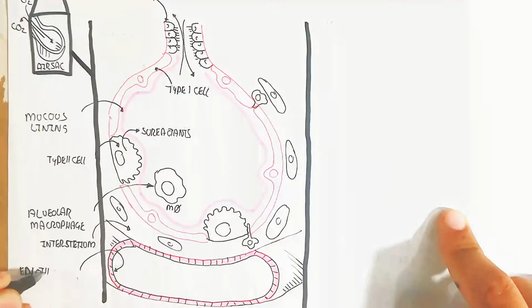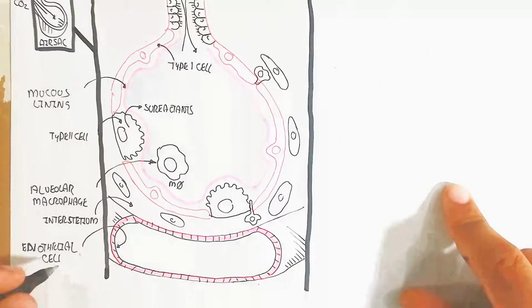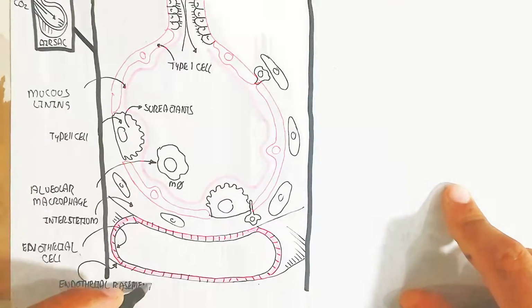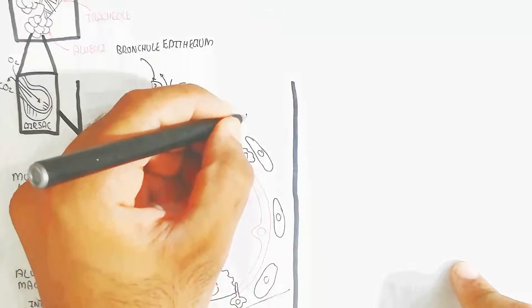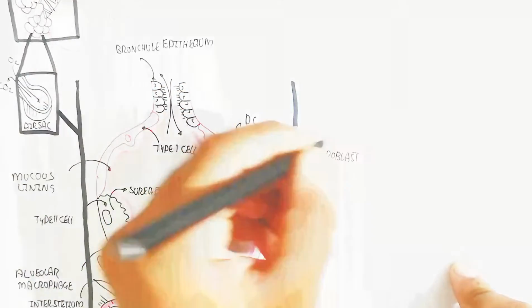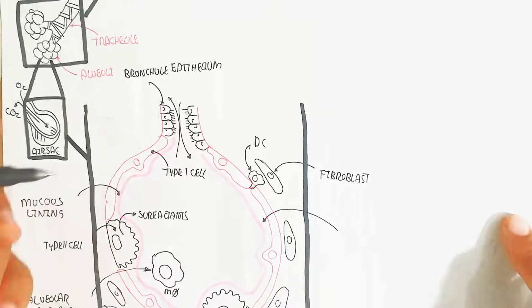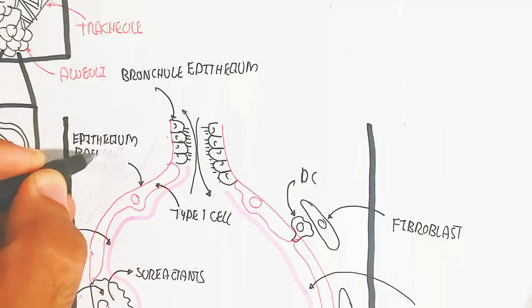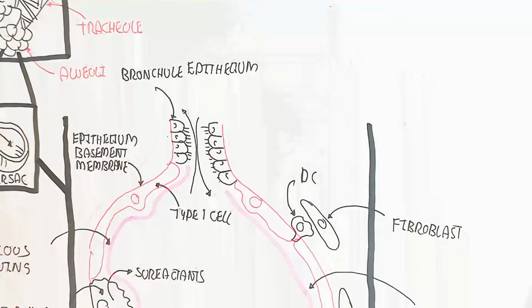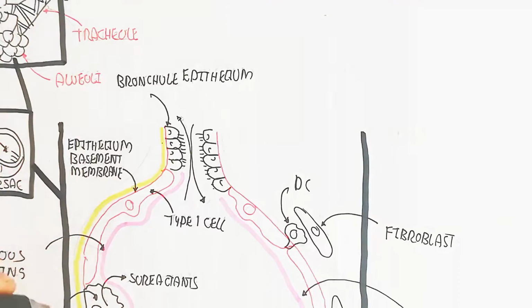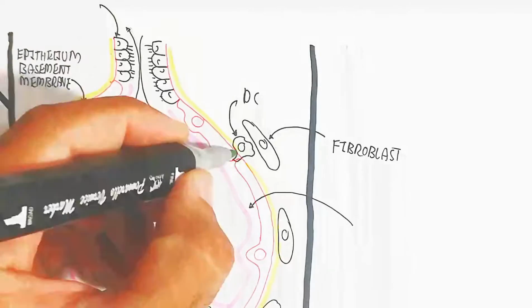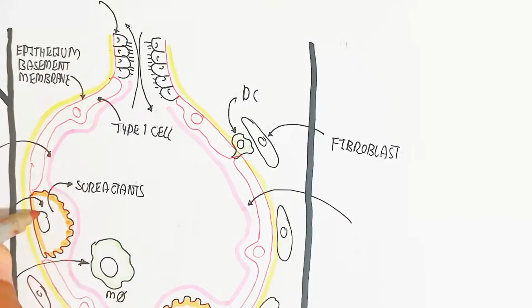This alveolar macrophage, due to direct contact, performs endocytosis of the harmful pollutants. This is the endothelial cell and the endothelial basement membrane of the blood vessel, and this is the fibroblast, and these are basically the surfactants. How will the surfactants work? So the epithelium basement membrane is here, which is surrounded by the air sac. This yellowish color is the epithelium basement membrane.